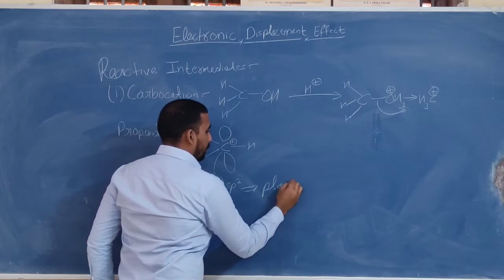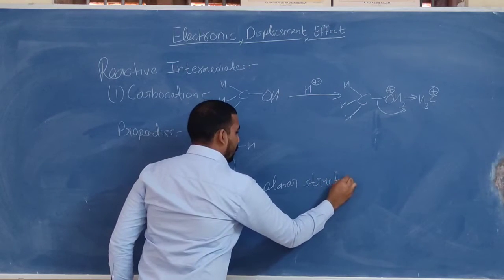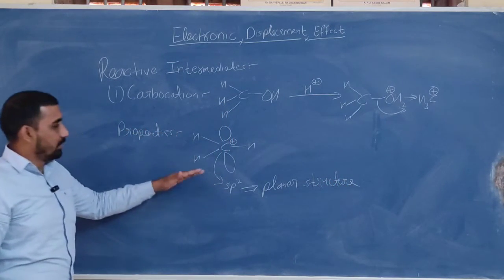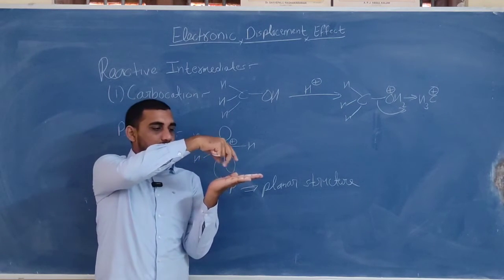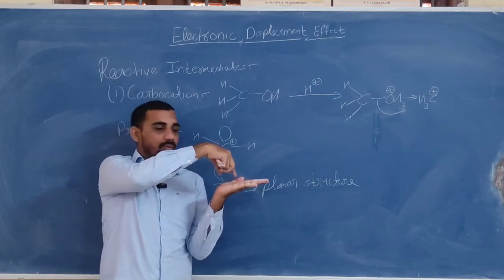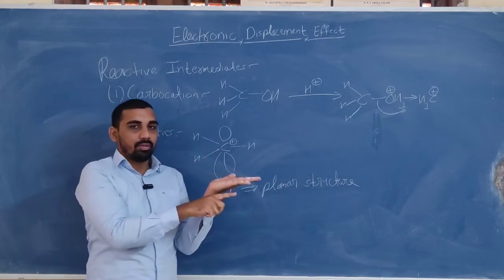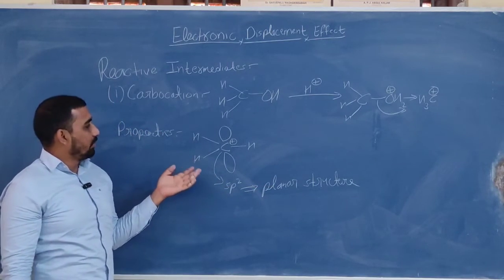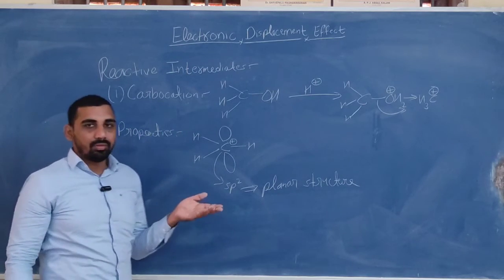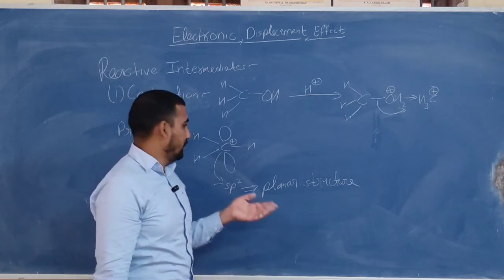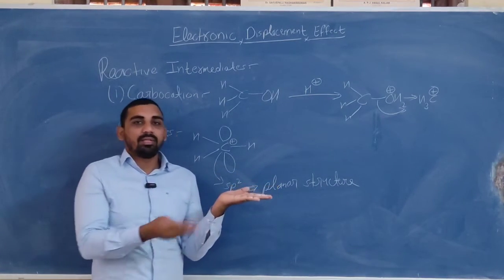Planar structure means the structure of carbocation is like this. Carbon and all three hydrogens are in plane, and the p orbital is like this. One lobe is above, one lobe is below. In our SN1 reaction, we know a carbocation is formed. Many of you may know about the SN1 reaction. What happens there? Due to this planar structure of the carbocation, there is racemization in the product.